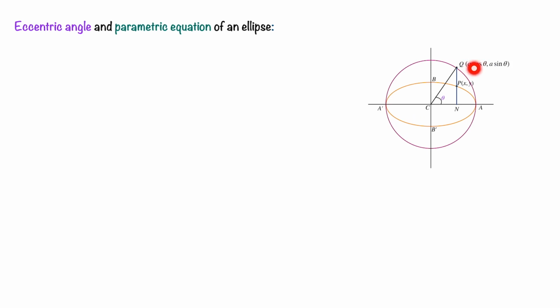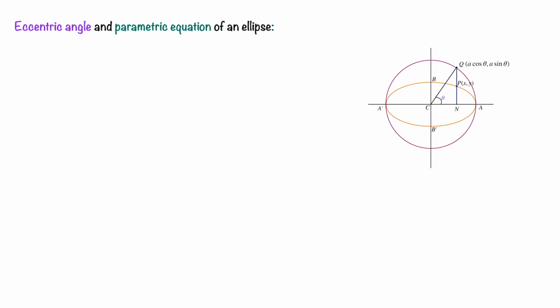Okay, X coordinate must be a cos theta, Y coordinate must be a sin theta, because we know the parametric equation for this circle. The circle is what? x square plus y square equal to a square. So the parametric equation for that circle will be x equal to a cos theta, y equal to a sin theta, where theta varies from 0 to 2 pi. That's why we can say that this Q must be in this form, a cos theta, a sin theta.